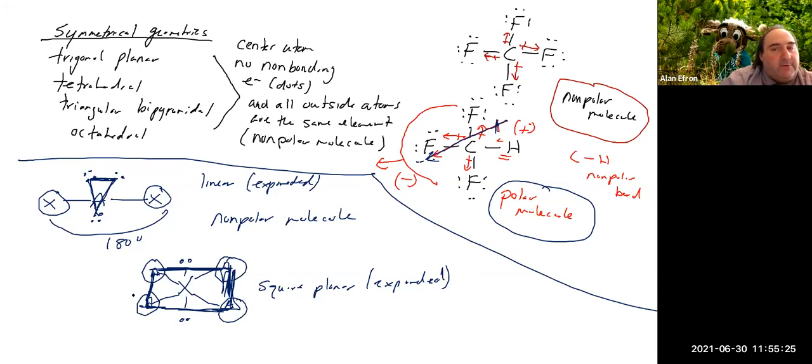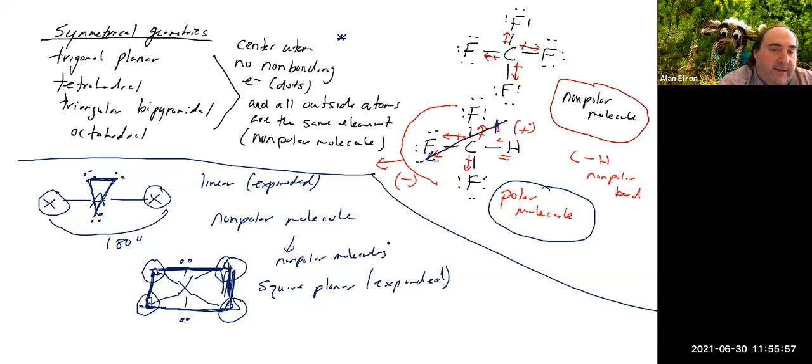So those are 2 exceptions that we come across sometimes where we do draw the Lewis structures and we see dots. But because of the geometry here, either being linear or square planar, if everybody on the outside is the same element, it will end up being nonpolar, like our guys up here. So you could add those to our symmetrical geometries, even though they have dots.